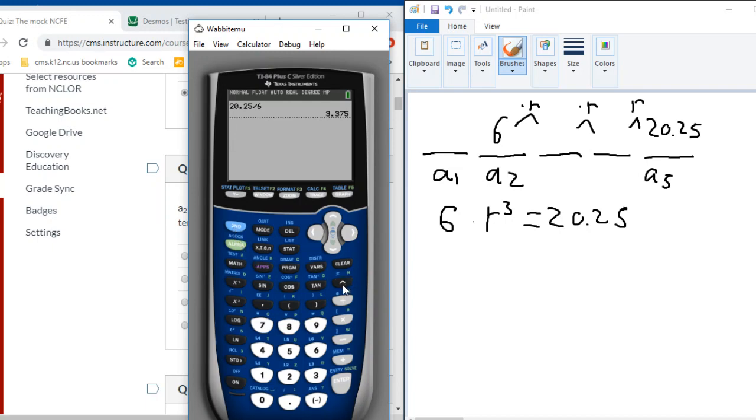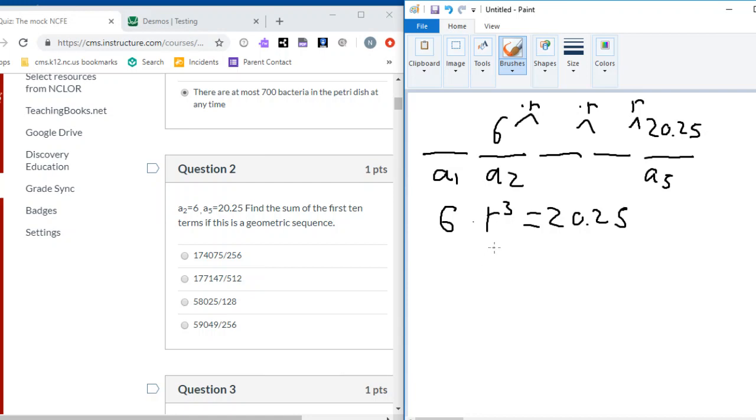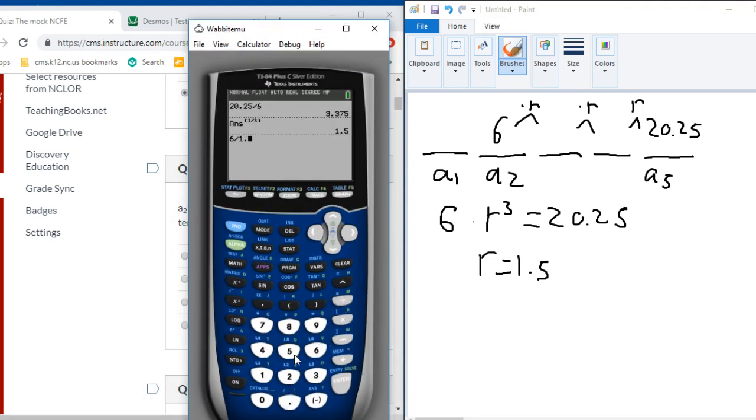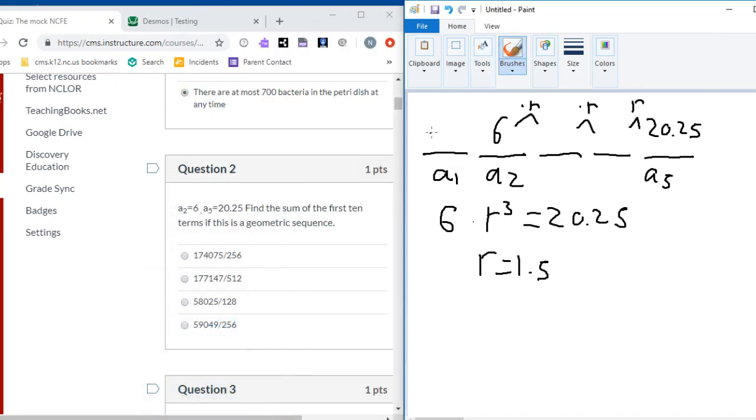To find the cube root, I raise that value to the 1/3 power. Raising a value to the 1/3 power is the same thing as taking the cube root. And that's going to give me an r value of 1.5. So r is equal to 1.5, using my calculator. Which means I'm multiplying by 1.5 for each step, which means I divide by 1.5 to get my first term. So I can do 6 divided by 1.5 to get my first term. That's going to be 4. So A1 is equal to 4.